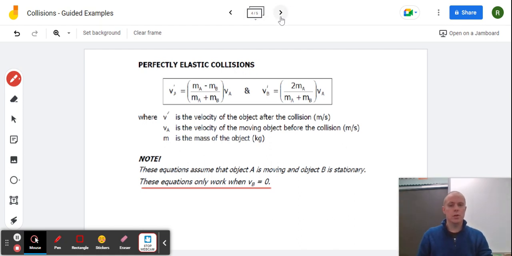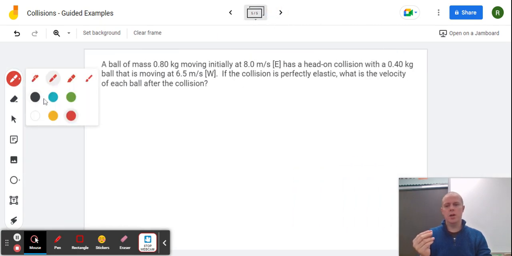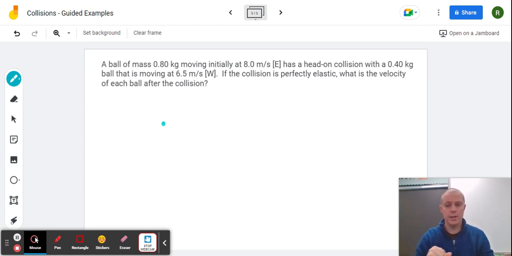So the question is, we want to make use of these. These equations are much simpler to use than solving systems of equations. But what do we do in the case where both objects are moving? So that's what we're going to take a look at here.